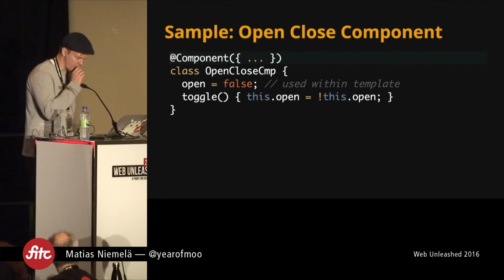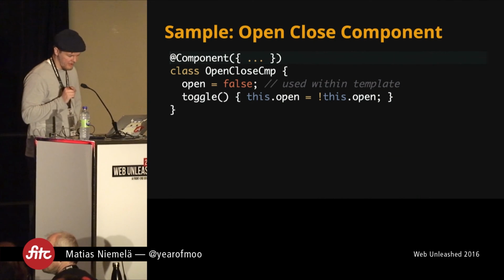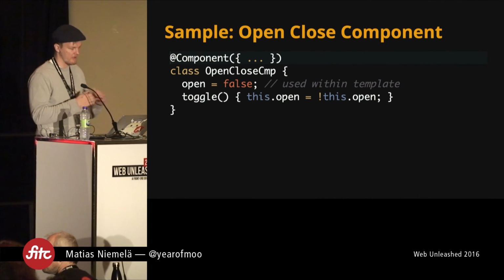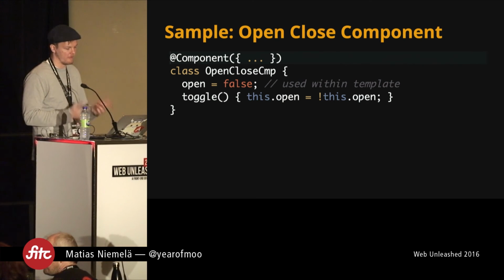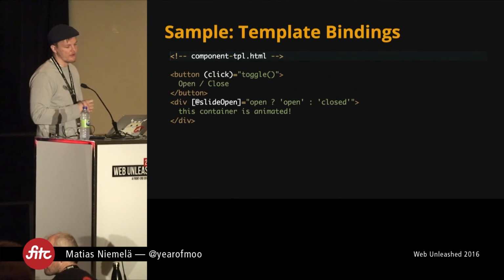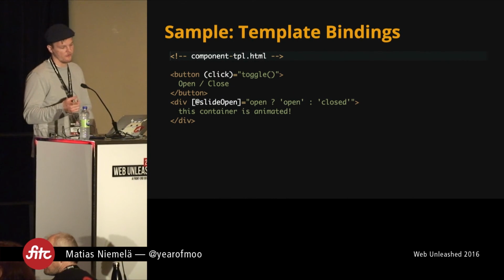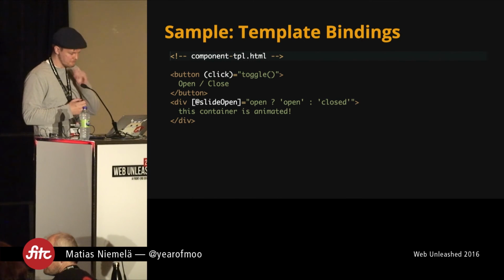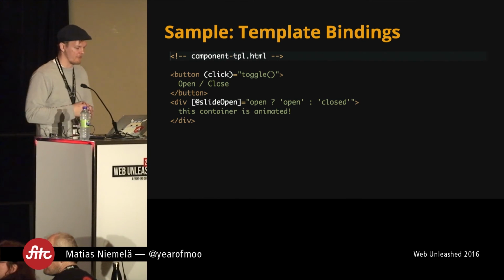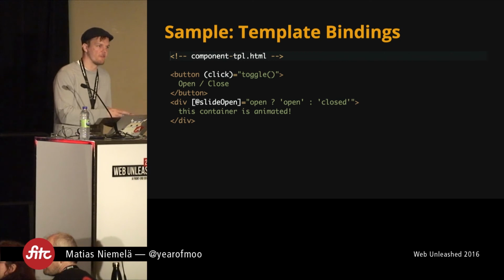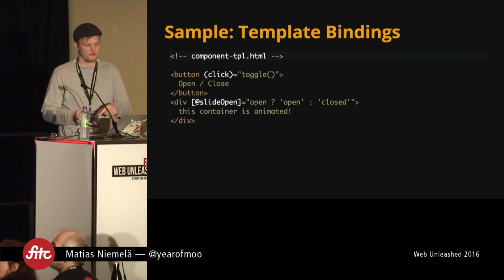Okay, so let's look at one more component. A common animation that people want to do is having elements expand and collapse, depending on if a component is open or closed. So here we have a Boolean for open, and we have a toggle that flips the Boolean every time it's called. We have a template then that when you click on a button, it will toggle, which will then trigger an animation property called slide open. So when slide open is true, it goes into its open state. And when it's not true, it goes into a closed state.